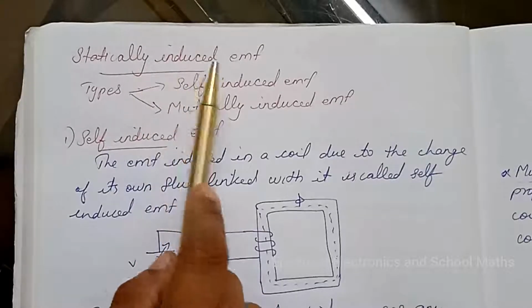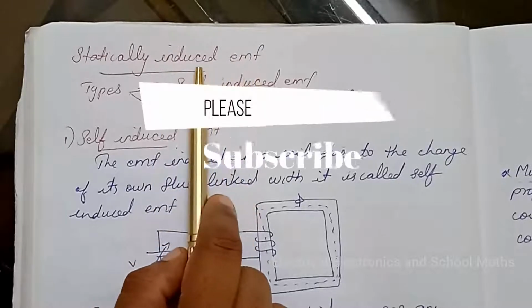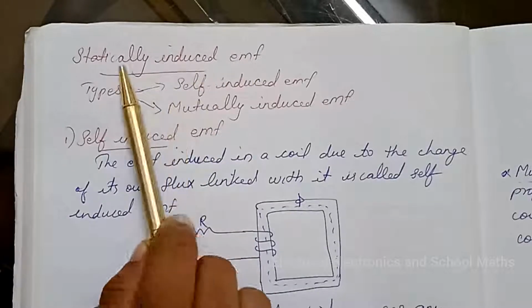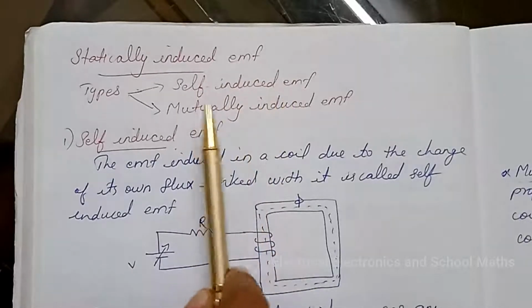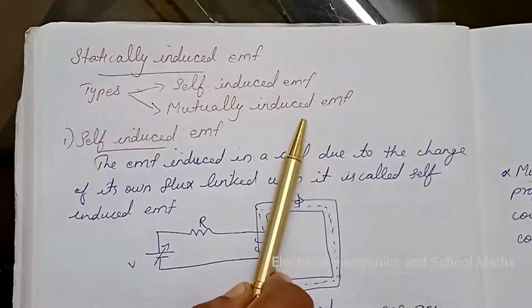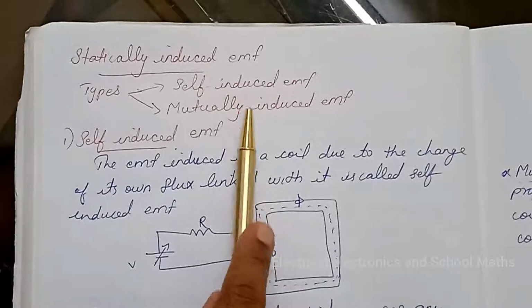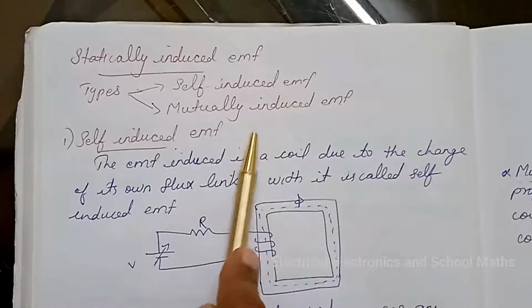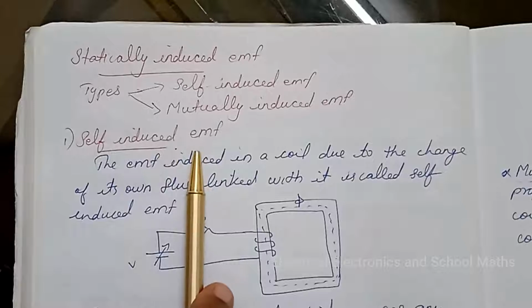Now let us go through the magnitude of statically induced EMF. There are two types of statically induced EMF, that is self-induced EMF and mutually induced EMF. Then what is the difference between self-induced EMF and mutually induced EMF? Let us go through self-induced EMF.